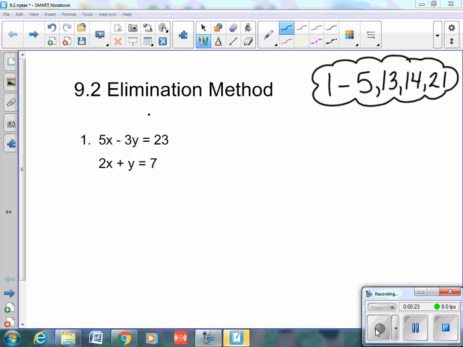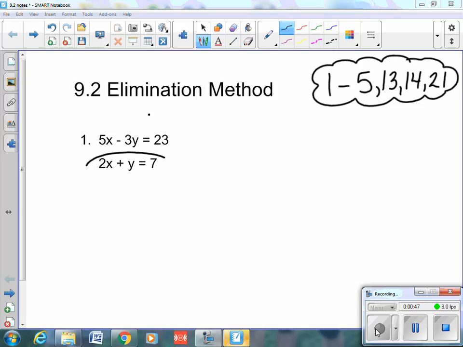Okay, the elimination method is 5x minus 3y equals 23, 2x plus y equals 7. Yesterday we learned the substitution method. Today we're learning the elimination method. What's the elimination method? Basically, you need to get the x's to be opposites, or the y's to be opposites, so you can cancel them out or eliminate them.